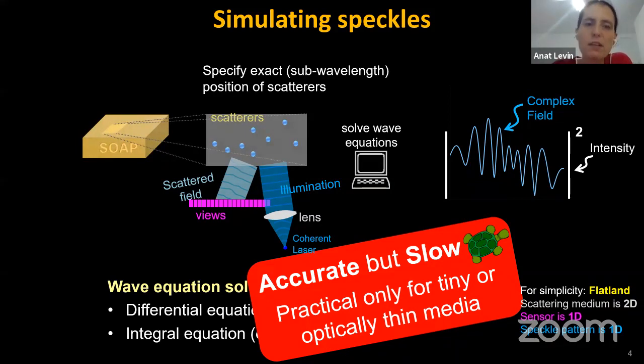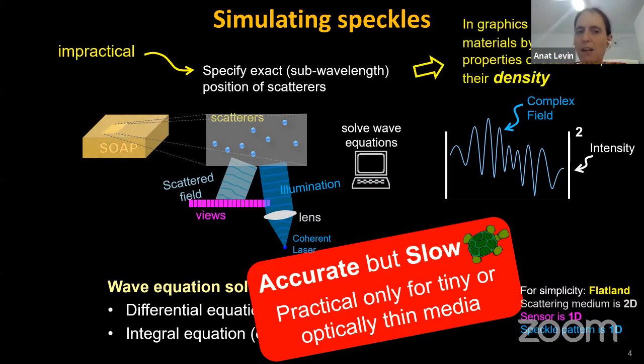Another problem is that in order to solve the wave equation, you actually need to specify the exact location of every particle in the medium. Usually you don't have this information, and usually you also don't care, because the particles can sometimes be even smaller than the wavelength. You're not going to see them. Then why should you care about their exact position? Usually what you care about is just some statistical description of the material. What's the density, what type of particles you have.